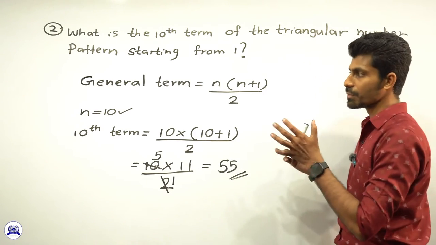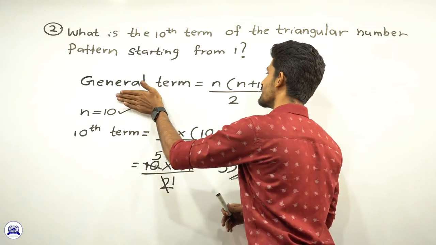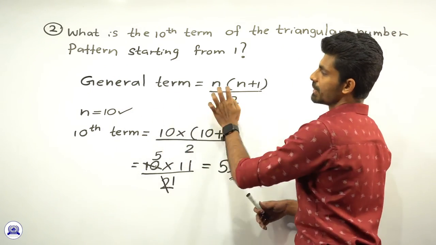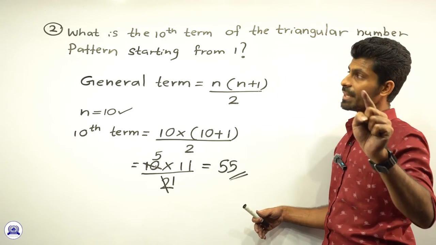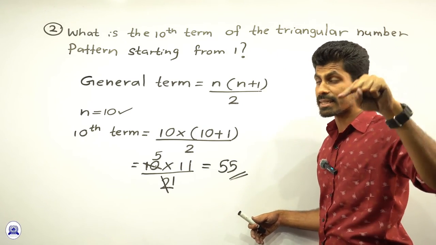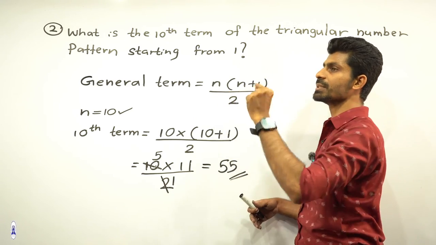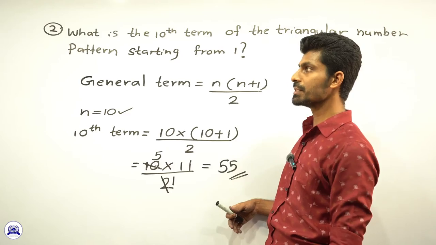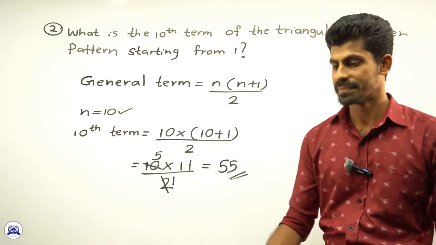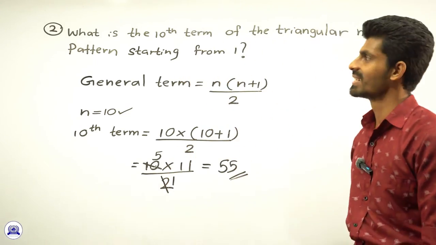Very easy. The one and only thing is, you need to identify the general term and substitute the particular number for the n. If you need to find the 13th term, substitute 13 for n, then you can do this one. Just quickly note it down.